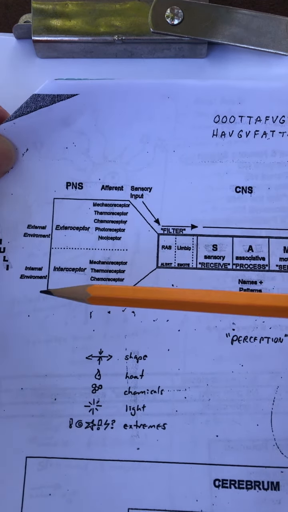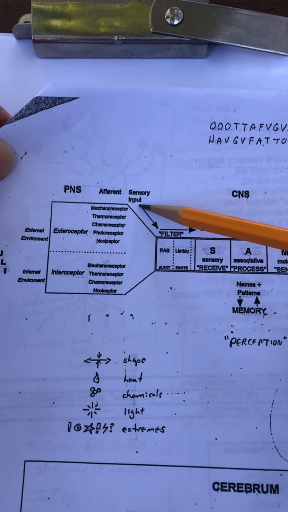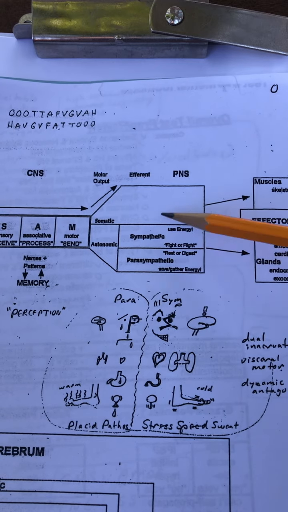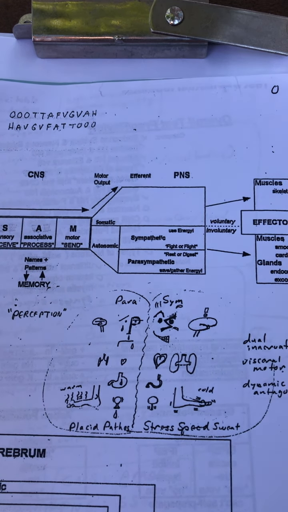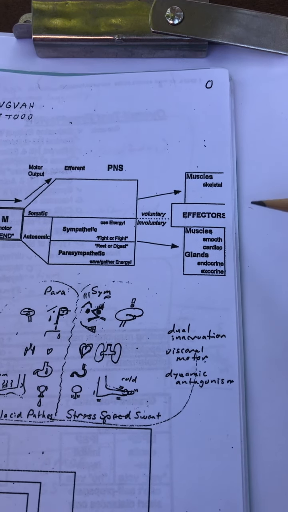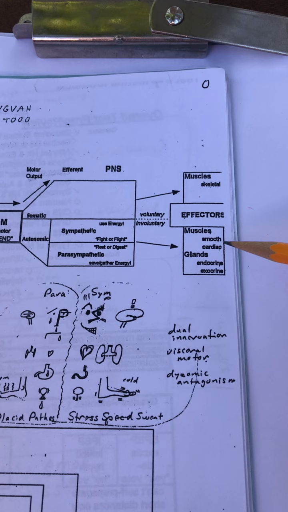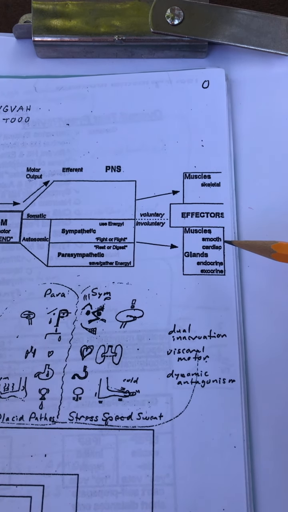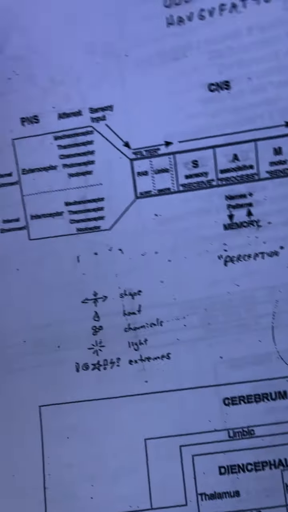This right here would represent the afferent division of the peripheral nervous system, the sensory or input. And this over here would represent the efferent part of the peripheral nervous system, the motor or the output. And these things over here are called the effectors. The effectors are the parts of the body that can respond to signals that are being sent from the nervous system. So let's go back over here.